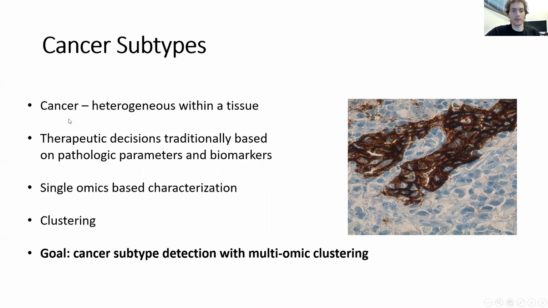We know that cancer is a heterogeneous disease, and it is heterogeneous even within a tissue. Traditionally, our understanding of cancer biology and therapeutic decisions were based mostly on the presence of a single biomarker, such as the expression of a single protein, as shown here.